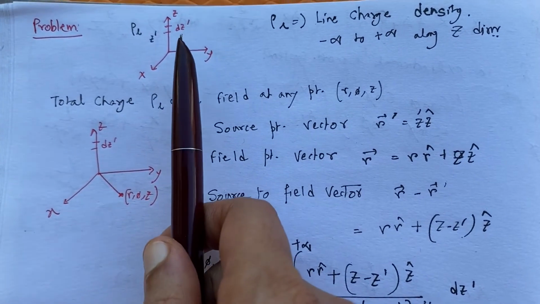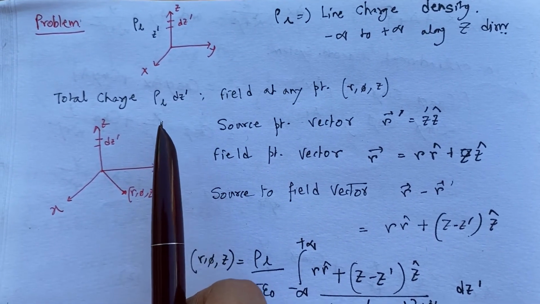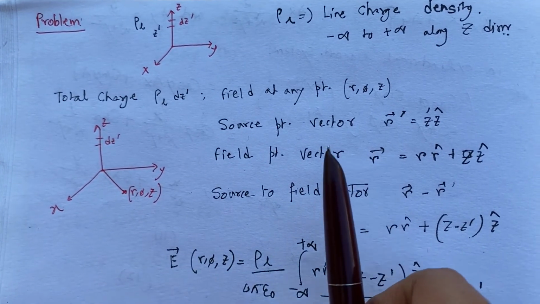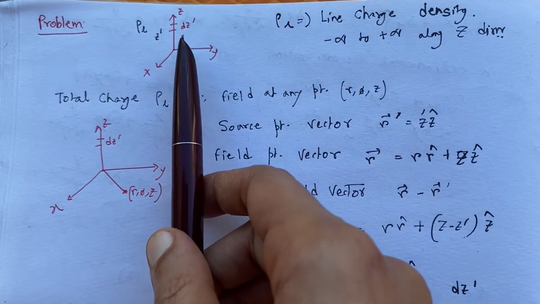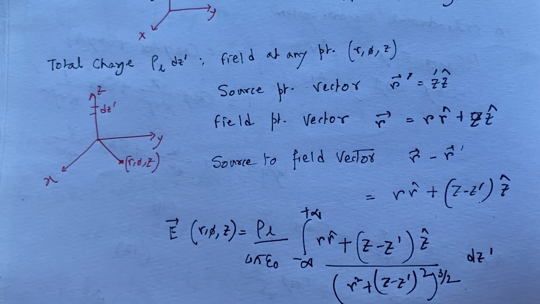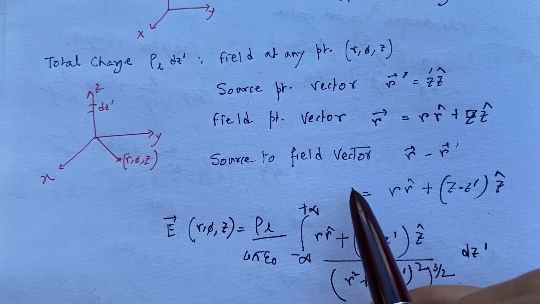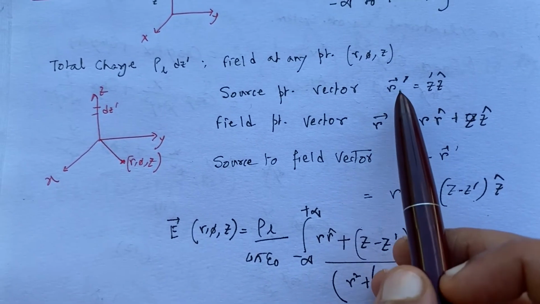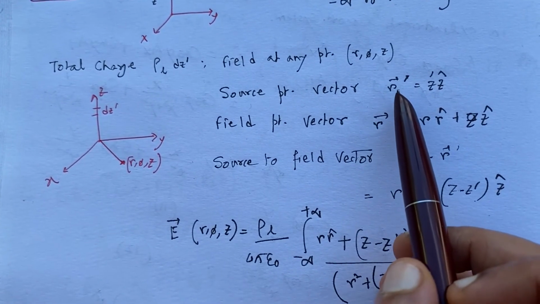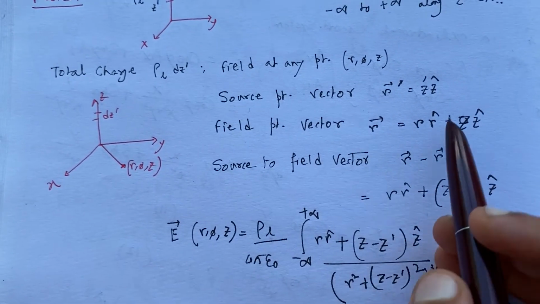Total charge in this segment dz prime is evidently rho L dz prime. I would like to find out the field at any point r phi z due to this charge distribution at dz prime. As we have booked the coordinates r prime and r, r prime for the source location vector and r for the field location vector, I have already reserved these notations.